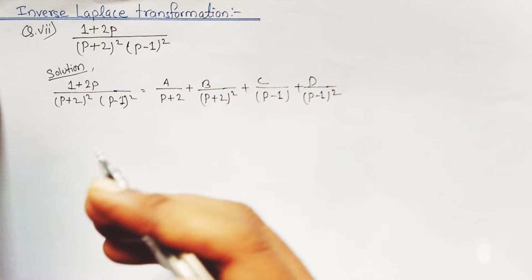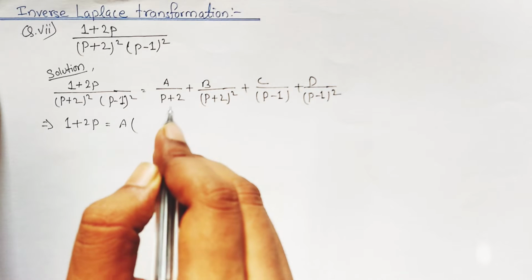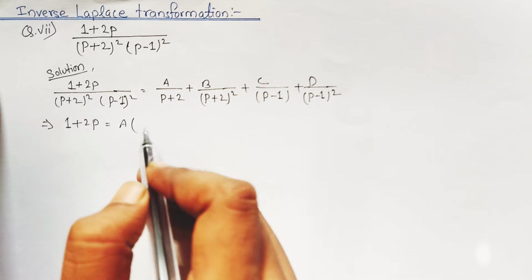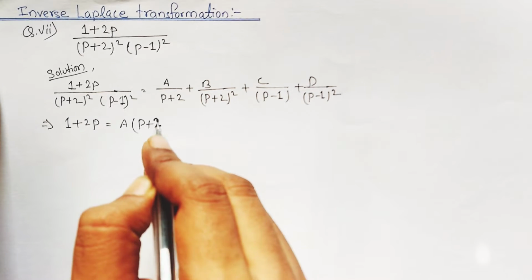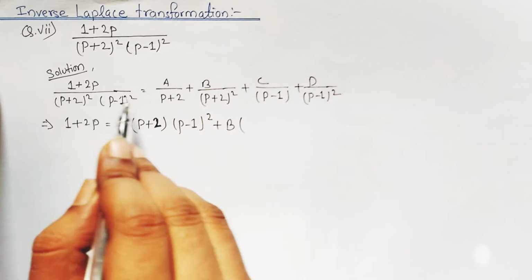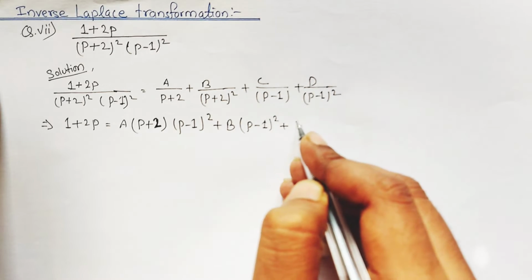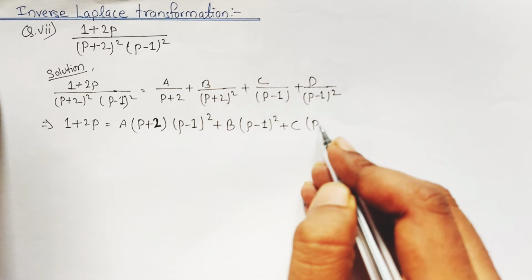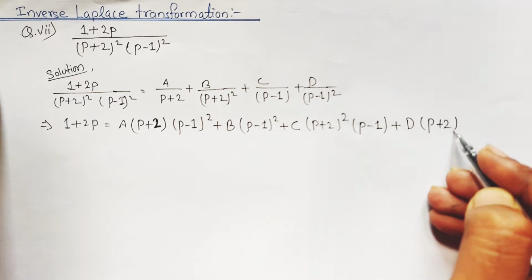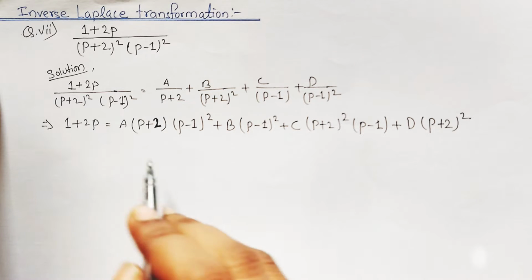Now again we will do the cross multiplication here, so we will have 1 + 2p equals A times (p + 2)(p - 1)^2 plus B times (p - 1)^2 plus C times (p + 2)^2 (p - 1) plus D times (p + 2)^2. On multiplying, the common factors cancel out. Now the step is the same: we have to make the maximum terms zero, so here it is p + 2.